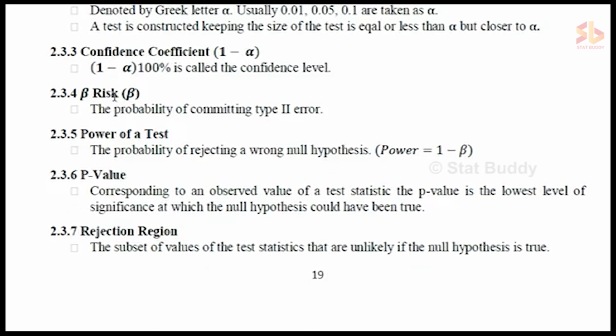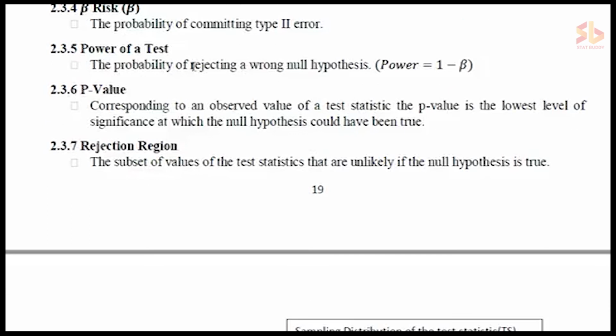And beta risk, or beta, is the probability of committing type 2 error, which means accepting H naught, or not rejecting H naught, when H naught is false. That is the type 2 error, and the probability of type 2 error is beta. And the power of a test means 1 minus beta, or the probability of rejecting the wrong null hypothesis, which means the probability of rejecting the null hypothesis when it is false. So that is making a correct decision.